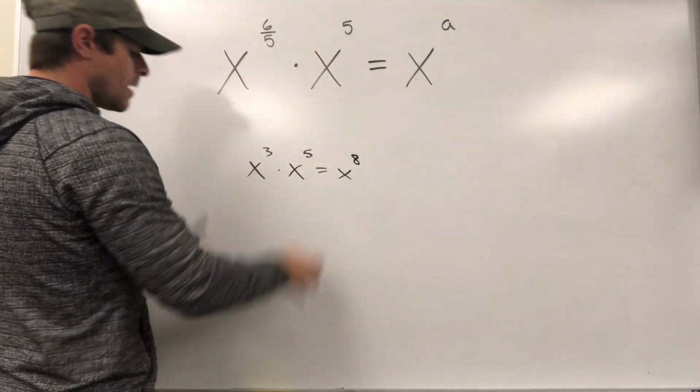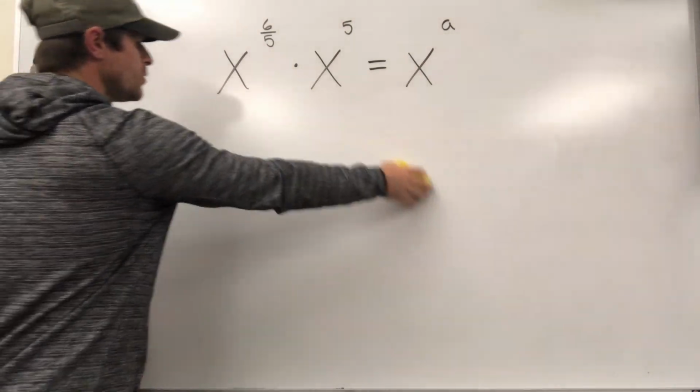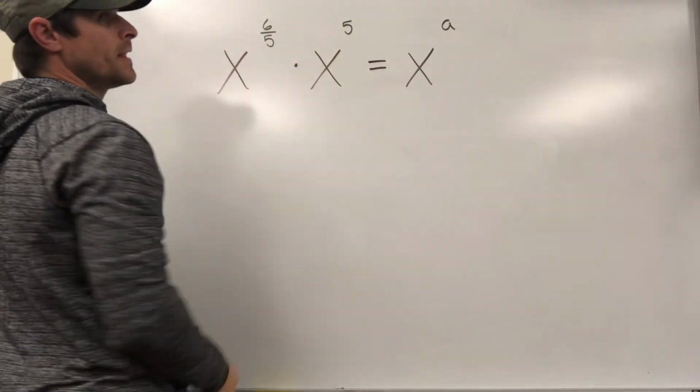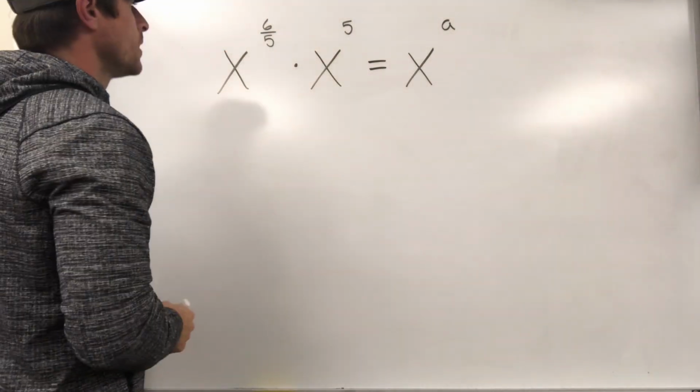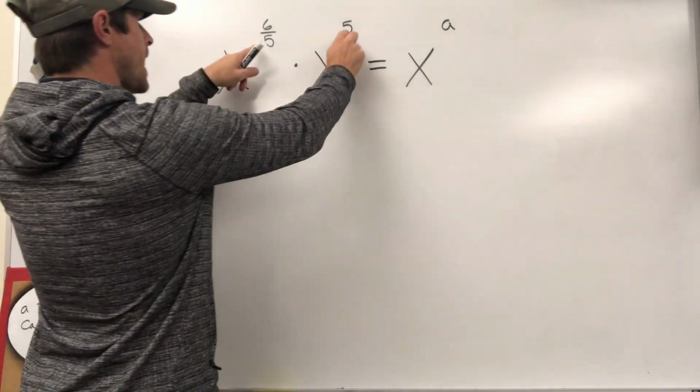Whenever I give this problem, kids go back to multiplying. I don't know why. Actually, I think I do know why. Kids like to multiply fractions better than they like adding or subtracting them. So when you see this problem, you got to ask yourself, what's the rule? Bases are the same, add my exponents.